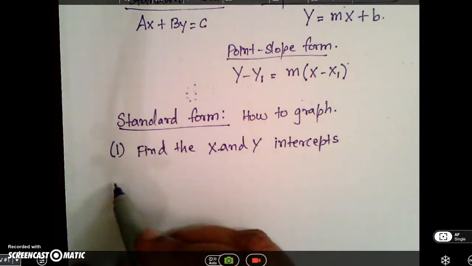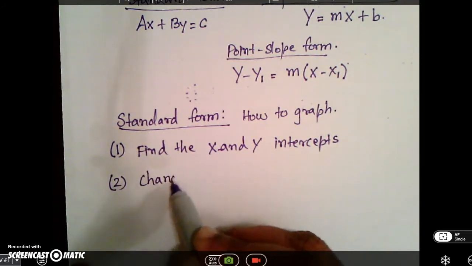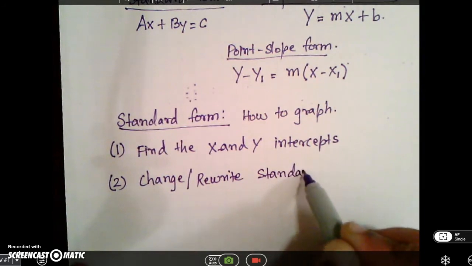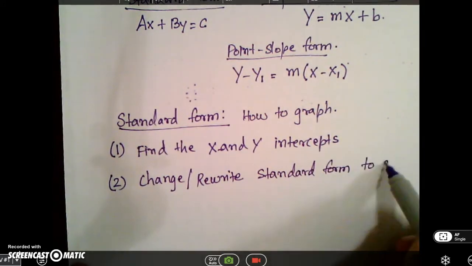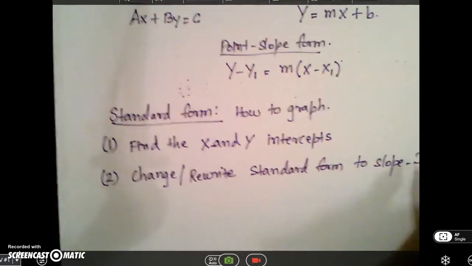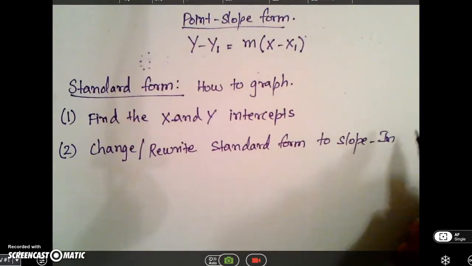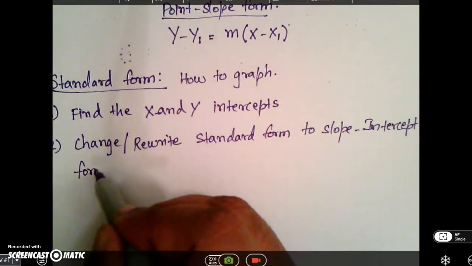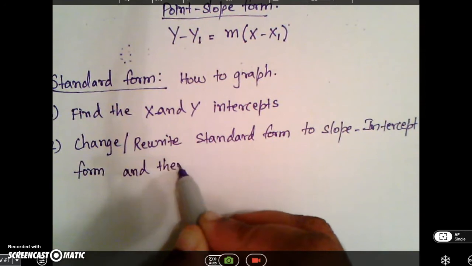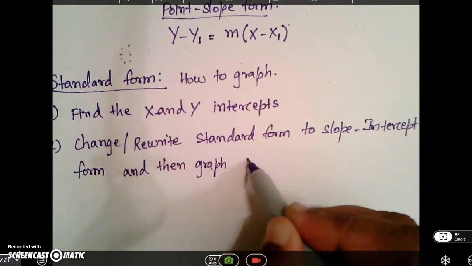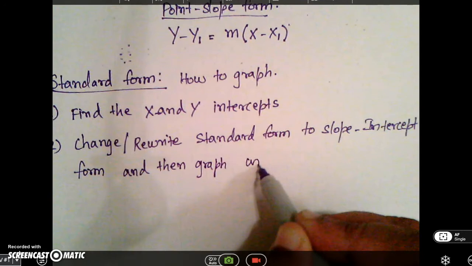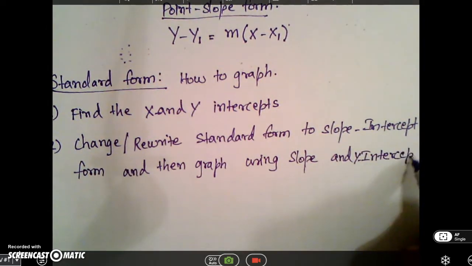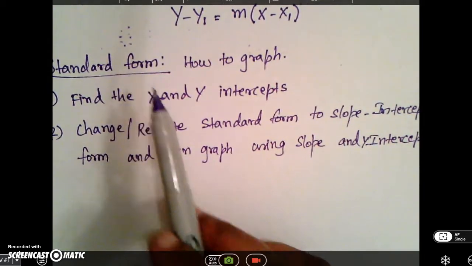Or I could rewrite the standard form to slope-intercept form, and then graph using the slope and y-intercept. Alright, so if I start with my standard form, I could achieve both.